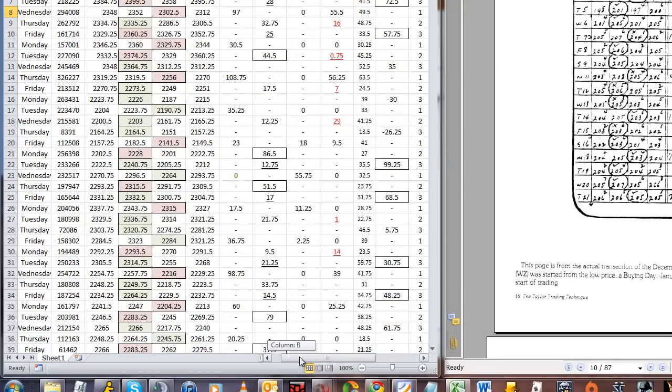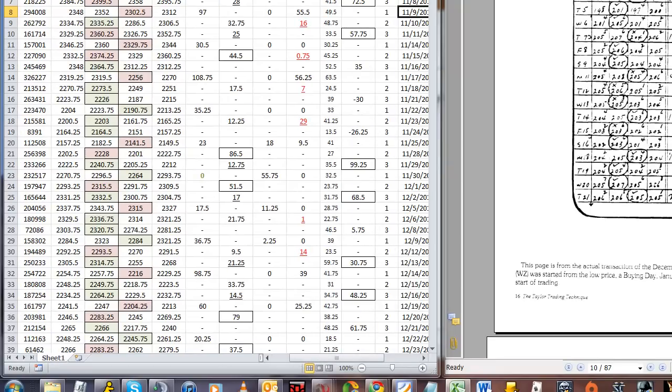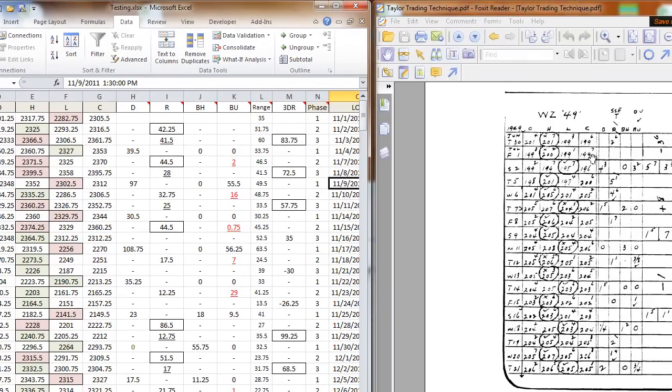On the Excel sheet, though, you've got a few additional things. You've got the range here. You also have the 3-day rally here, which is included on a version of the sheet in the original book too. And then you've got what I've labeled the phase, and that's just whether it's the buy day, the sell day, or the sell short day. 3 being sell short, 2 being sell day, 1 being buy day.